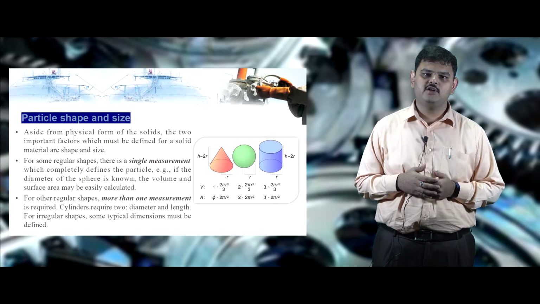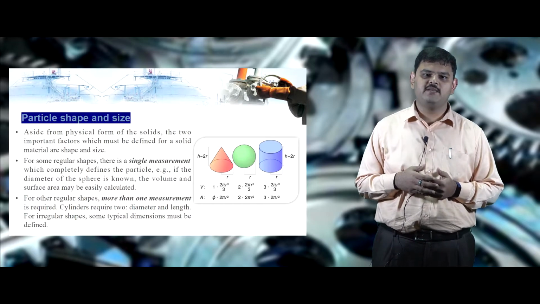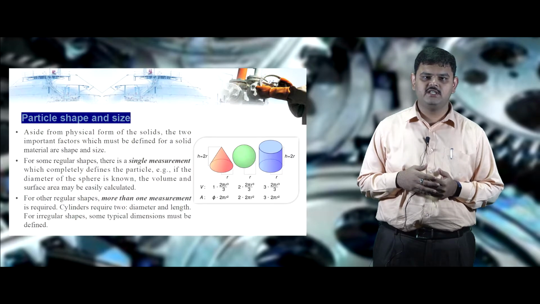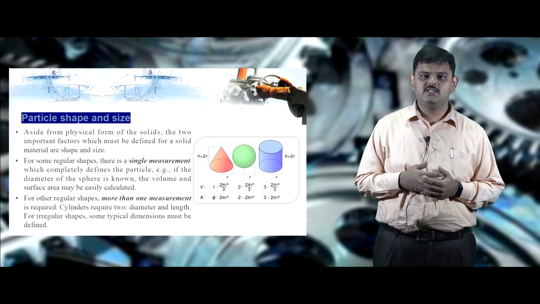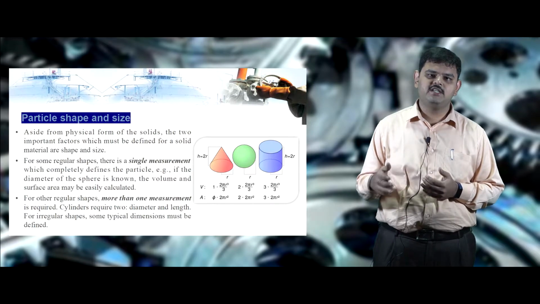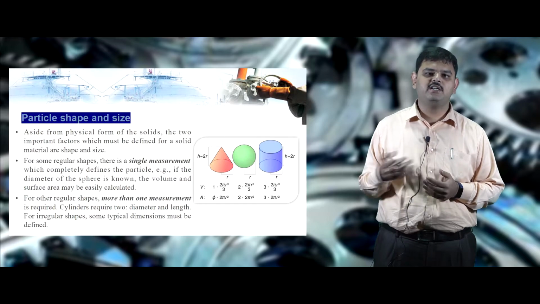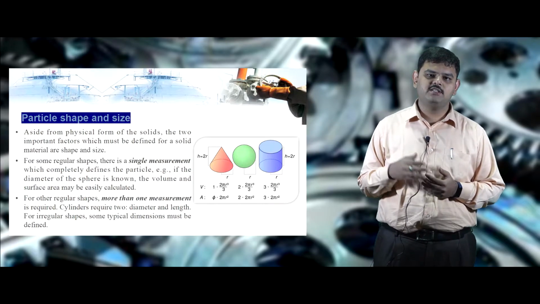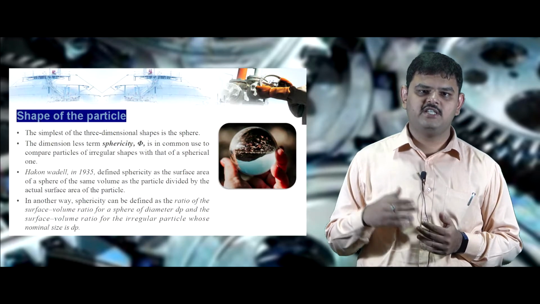For other regular particles like cylinder and cuboid, we need to know more than one dimension for calculating their surface area and volume. So if we know the diameter and height of the cylinder, we can calculate the surface area and volume of the cylinder. If we know the length, breadth and height of the cuboid, we can calculate the surface area and volume of the cuboid. Next we are going to see about the particle shape.